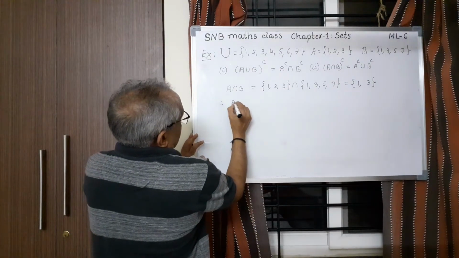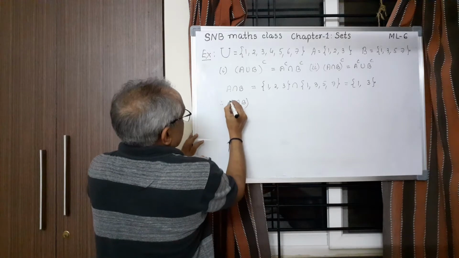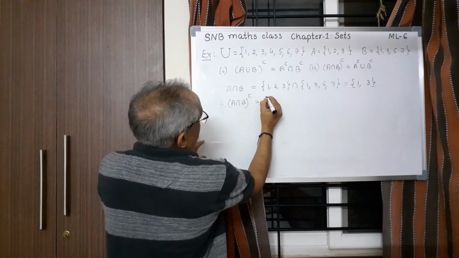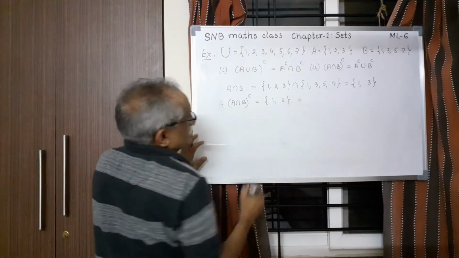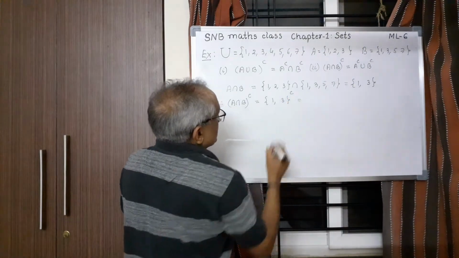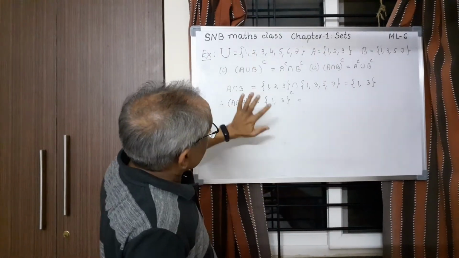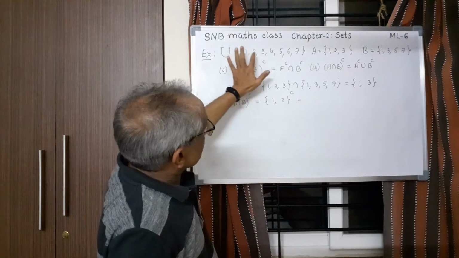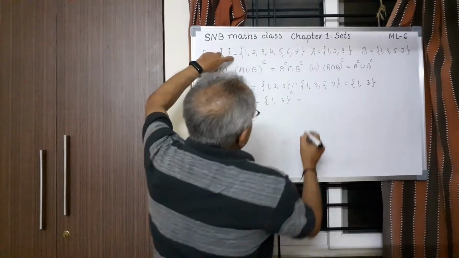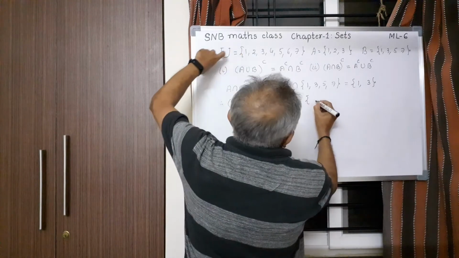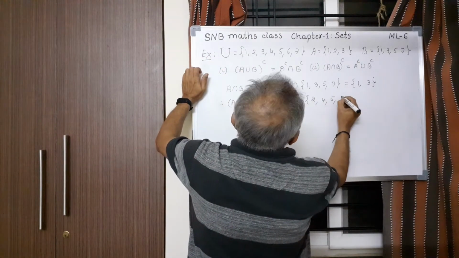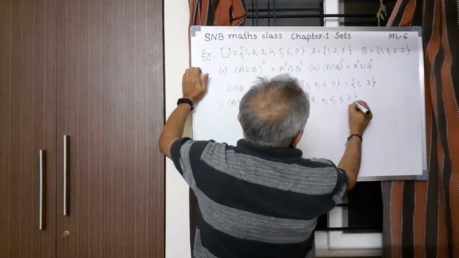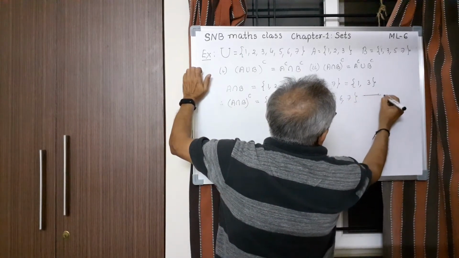Therefore I will write A intersection B. Its complement means I have to take the complement of 1, 3. So what is the complement of 1, 3? Whatever is there here, except 1 and 3, I have to write all the other elements. That means I leave 1, I leave 3, and write 2, then 4, then 5, then 6, then 7. So let us call this as 1.